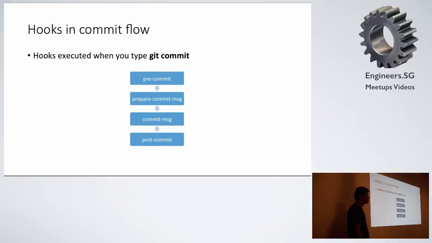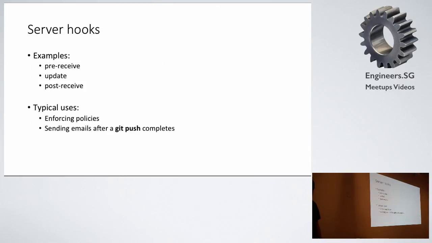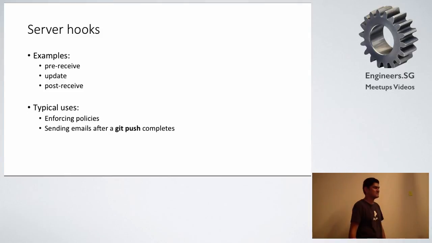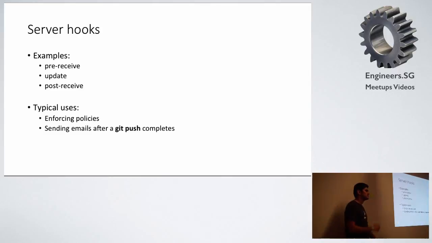If you return a non-zero exit from the pre-receive hook, will it actually prevent the push from happening? I believe so. I haven't tried that out, but I think so. Yes, you can stop a push if you return a non-zero exit. In fact, in my project, they use that to make sure that the commit is in a certain format, and if it doesn't follow that format, the push gets rejected.